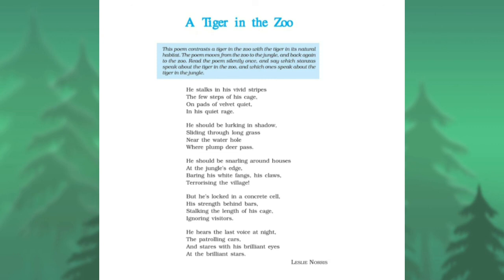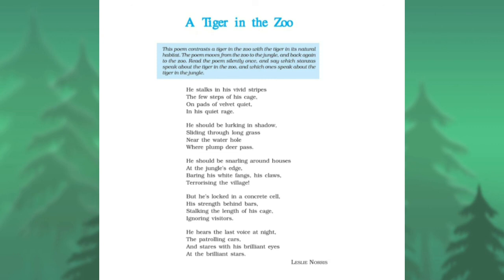Brilliant eyes means obviously he is locked behind the bars of the cage, so he has dozens and millions of dreams, you can say, in his eyes, to be free. Okay, so with those brilliant eyes, what else can he do? He can only stare at the brilliant stars. So this is all about the poem A Tiger in the Zoo. I hope you understand. In a very short way, I would like to summarize it.